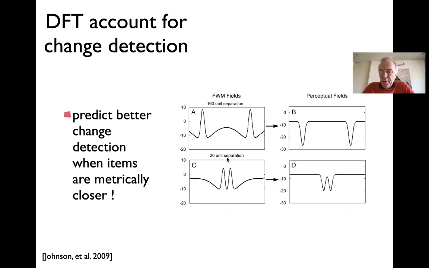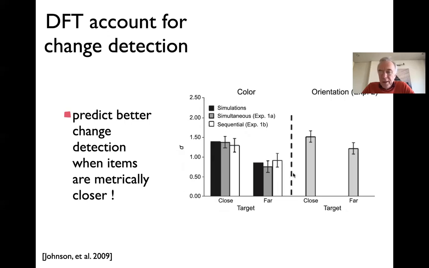So in other words, again, the two closer items create less inhibition than two far items. And here's the experiment that confirms that.